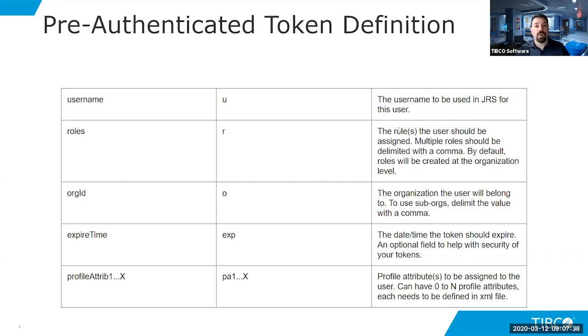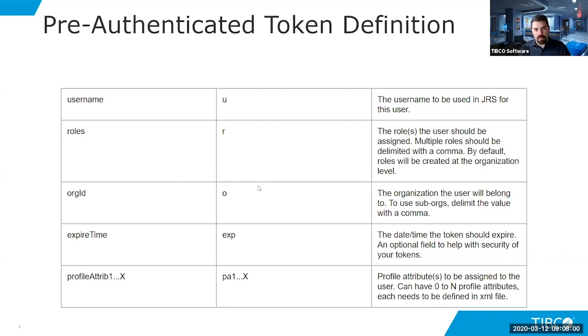R will be the role or roles. You can have multiple roles that the user should have. If you have multiples, delimit them with a comma. Any role that you pass this way will by default in our system get created at the organization level. So the roles are unique to each organization, which brings me on to the O, and that's the organization that the user will belong to.